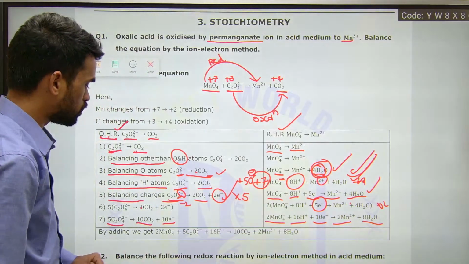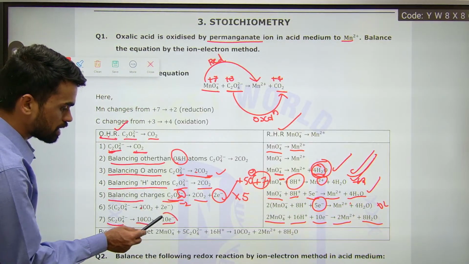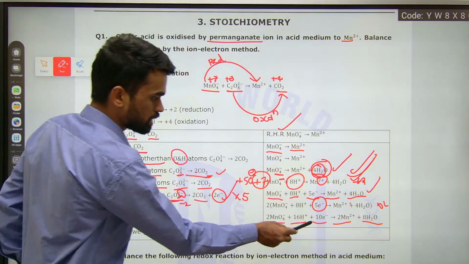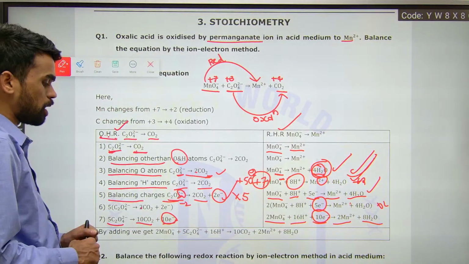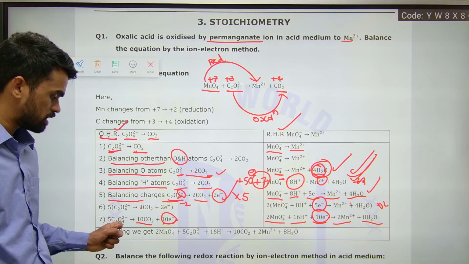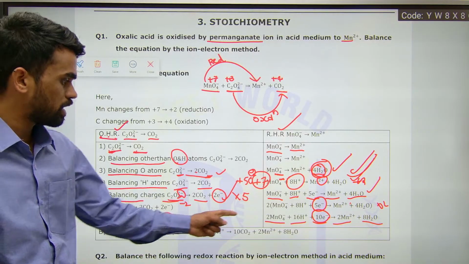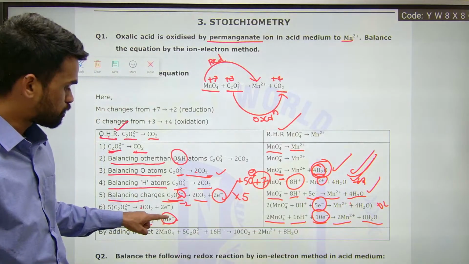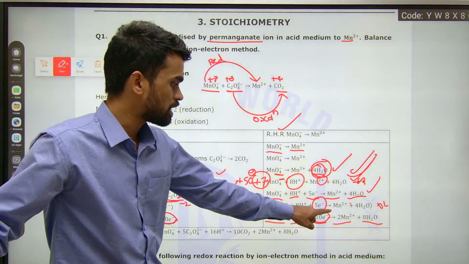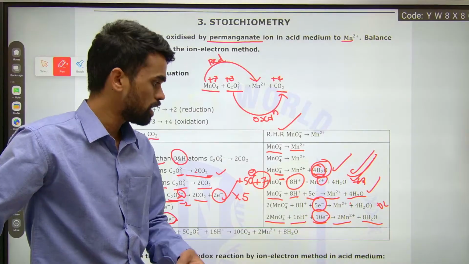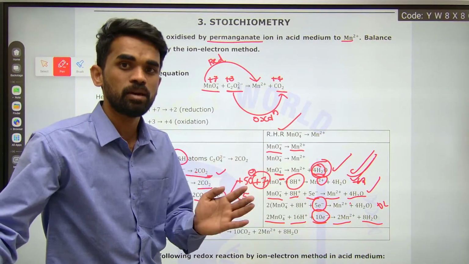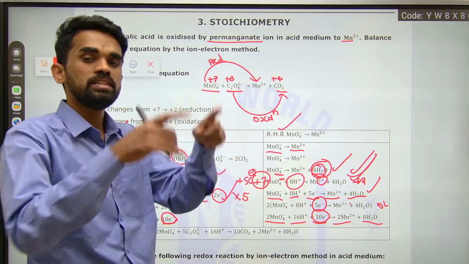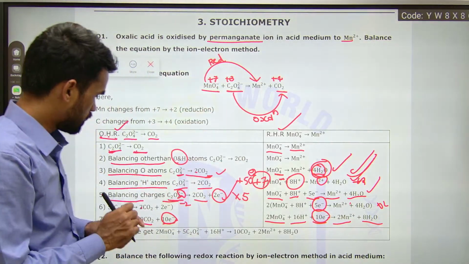Now if you observe, 10 electrons are on the product side in one equation, and 10 electrons are on the reactant side in the other. Now you just add these two equations. By adding the oxidation half final equation and the reduction half final equation, the 10 electrons on the product side and the 10 electrons on the reactant side will be removed. Not only electrons, anything that is the same on the reactant side and product side can be cancelled out. Okay, that's it.